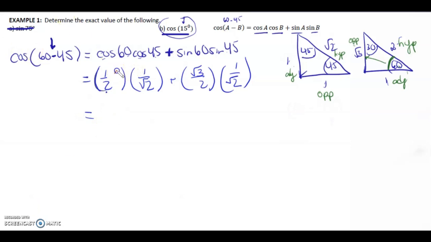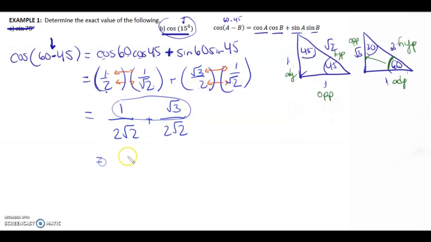So numerators times numerators, denominators times denominators. Okay, so we have 1 times 1 is 1. 2 times root 2 is just 2 root 2. Root 3 times 1 is root 3. 2 times root 2 is 2 root 2. Okay. Collect the numerators, 1 plus root 3, over the denominator, over 2 root 2.